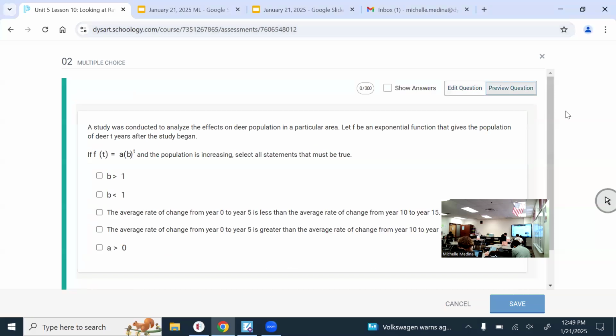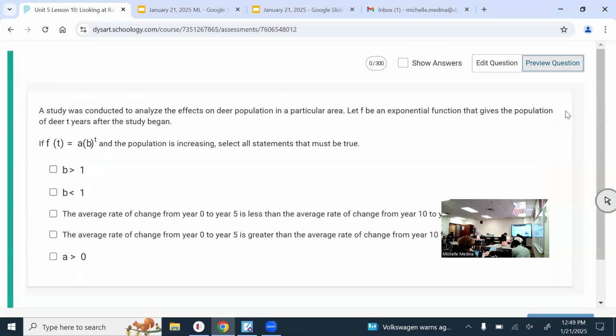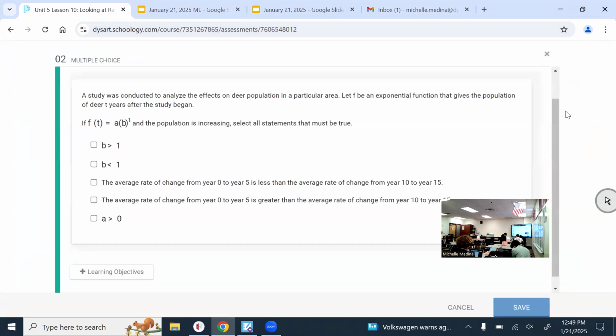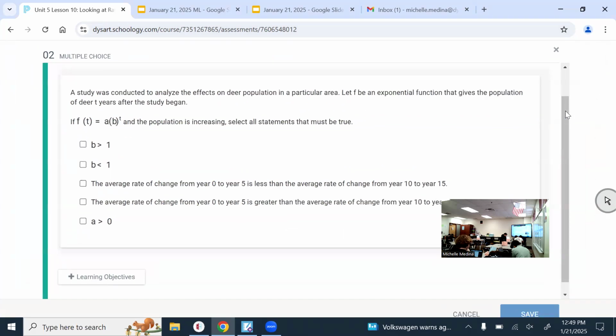We're on number 2, lesson 10. A study was conducted to analyze the effects on deer population in a particular area. F will be an exponential function for the population of deer t years after the study began. It says if f of t equals a times b to the t, and the population is increasing, select all statements that must be true.